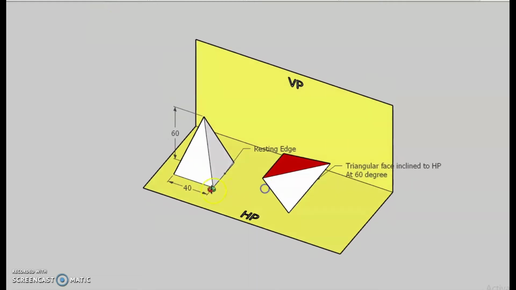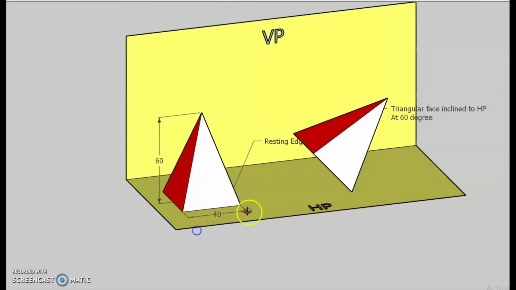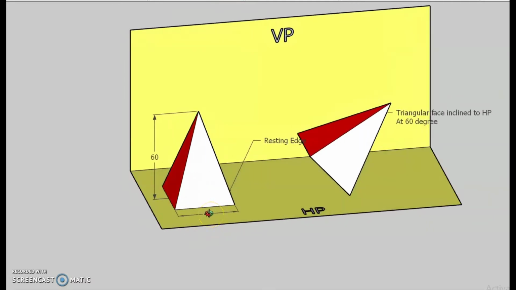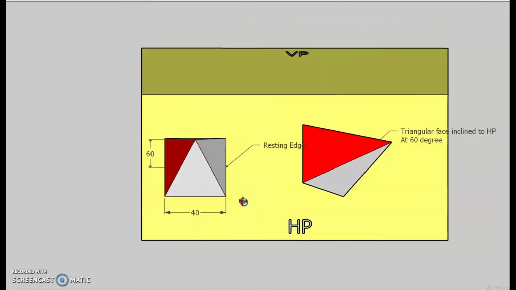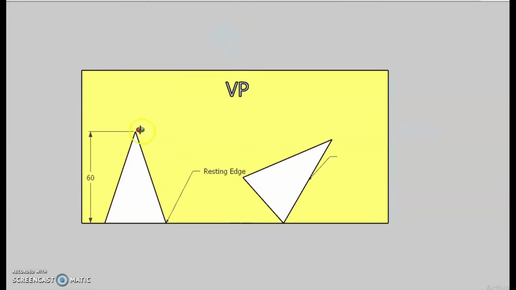So initially assume that this base is fully resting on the horizontal plane. So draw its top view first, then draw its front view, then redraw this front view in this way such that this triangular face is inclined to HP at 60 degrees. Then its top view will appear like this one.